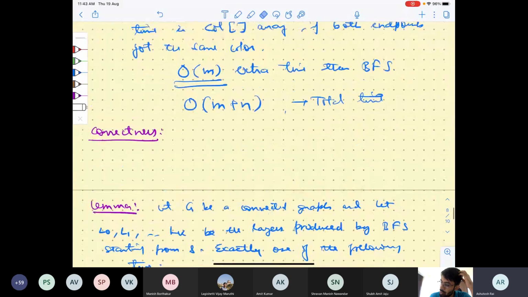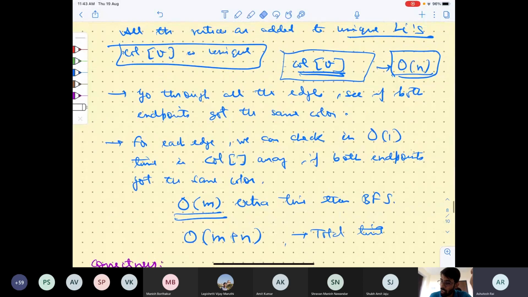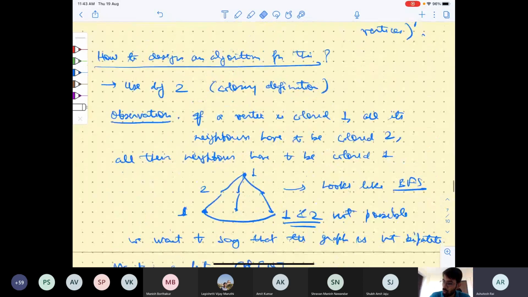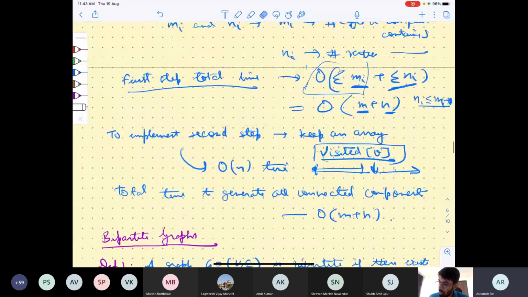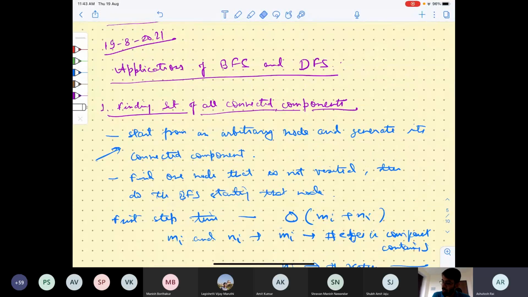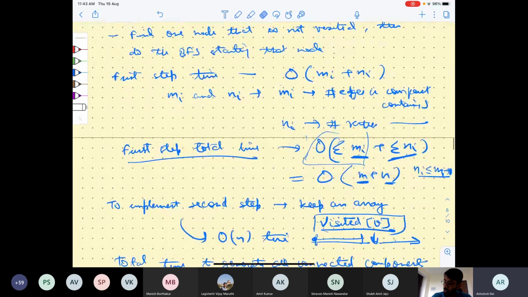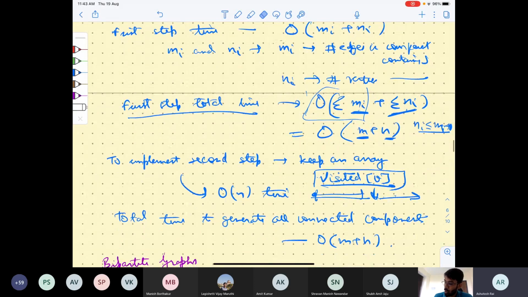So what we did, we first described an algorithm. What the algorithm did was look at one vertex. Okay, so let me just show this so that those who want to see can see it also. It won't take too much time. So we first went through applications of BFS and DFS. We were looking at finding the set of all connected components, and we saw that we can start from a vertex that is not visited till now and do the BFS starting from there. Then we did a running time analysis for that, and we figured out that the total time taken was still order m plus n.